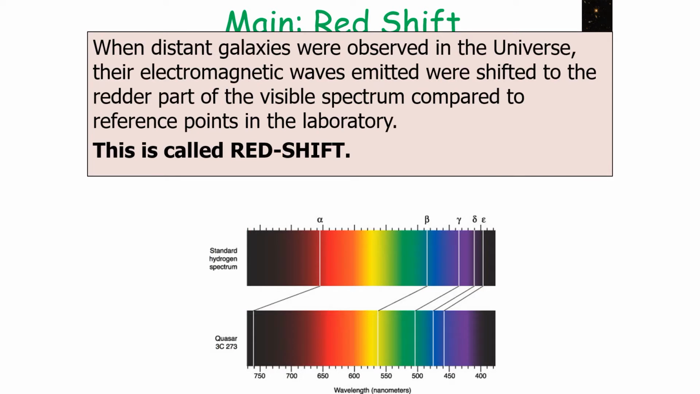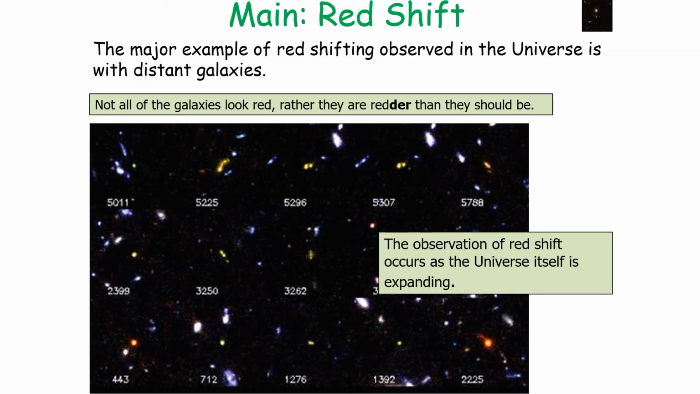So when distant galaxies were observed in the universe, their electromagnetic waves emitted were shifted to the redder parts of the visible spectrum compared to reference points in the lab. So this was called redshift. Now, the major example of redshift observed in the universe is with the distant galaxies. So not all of the galaxies look red, rather they are redder than they should be. So the observation of redshift occurs because we believe the universe itself is expanding.